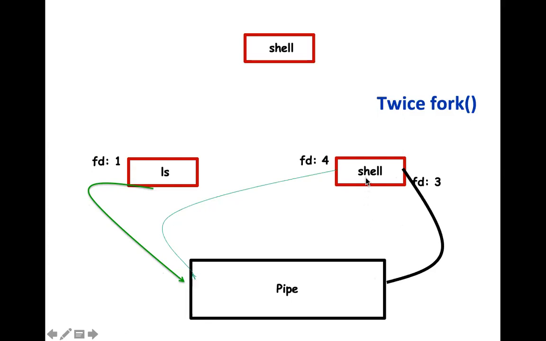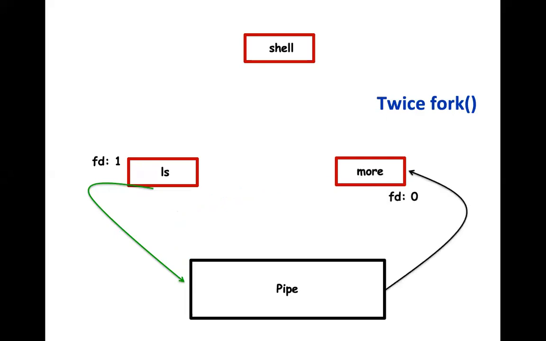Before that, the shell's second process is to be converted into more. So we use execv to convert this into more, and it does the same process: it changes the file descriptor to 0. Because the standard input for this process is 0, it maps 4 to 0. So now the output of ls goes as standard output to the pipe, and the pipe output goes as standard input to the process more, and its standard output goes to the terminal. Is it clear?